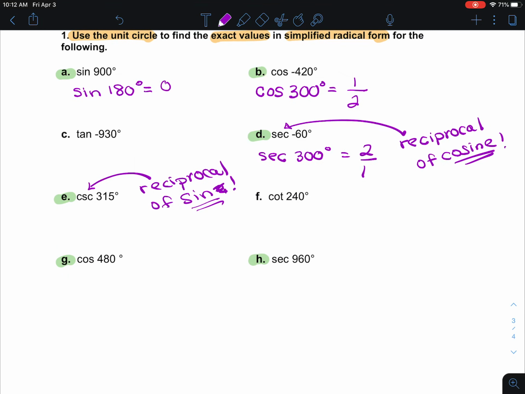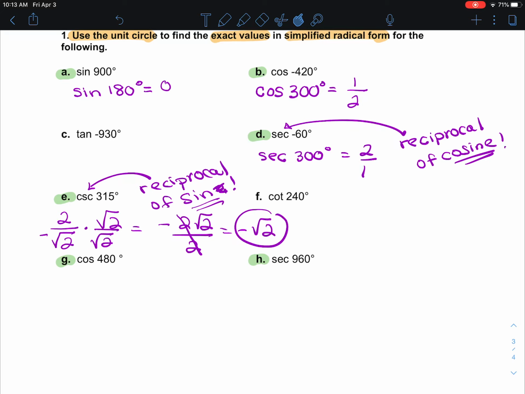But this problem was asking for cosecant. So instead of writing down negative square root of 2 over 2, I'm going to flip it, so I'm doing the reciprocal. And I don't want to circle that as my answer, because I want to get rid of the square root symbol in the bottom. So I'm going to multiply across the top, multiply across the bottom, cancel those 2's. This is the answer I'm going to write down.